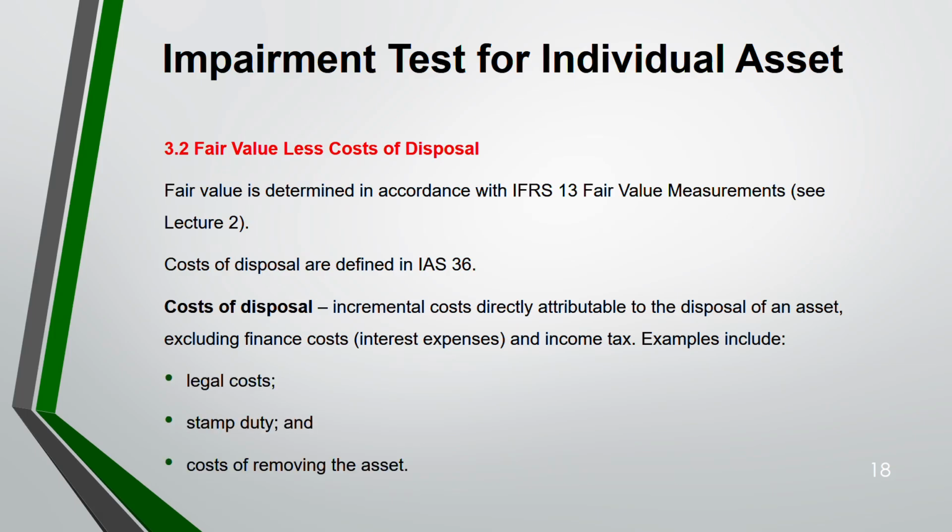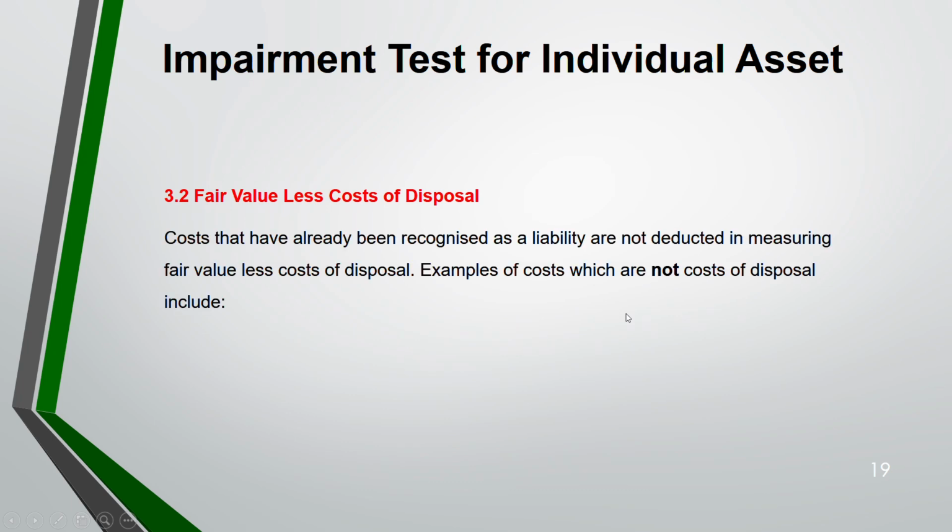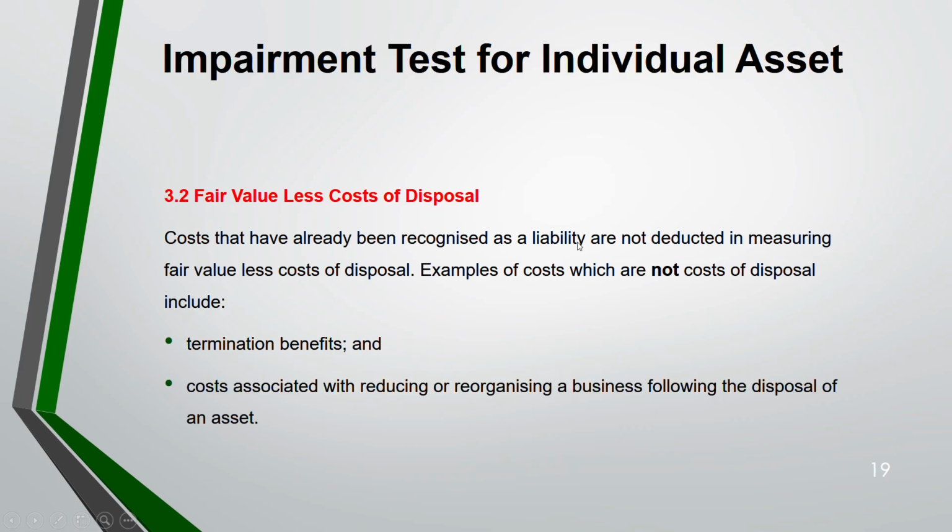If any of these costs is given to you, you have to deduct it from your fair value because they are cost to sell. Now, costs that have already been recognized as a liability, you do not deduct in measuring fair value less cost of disposal. Examples of costs which are not cost of disposal include your termination benefit. Remember, you can't deduct them from your fair value. They are not your cost of disposal. And your cost associated with reducing or reorganizing your business following the disposal of an asset. These two costs, if given, are not to be deducted from fair value.